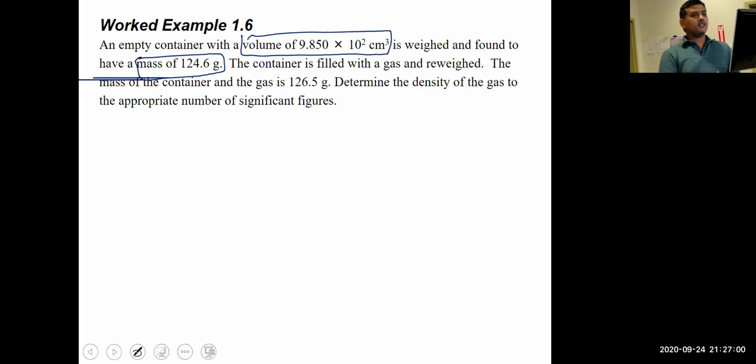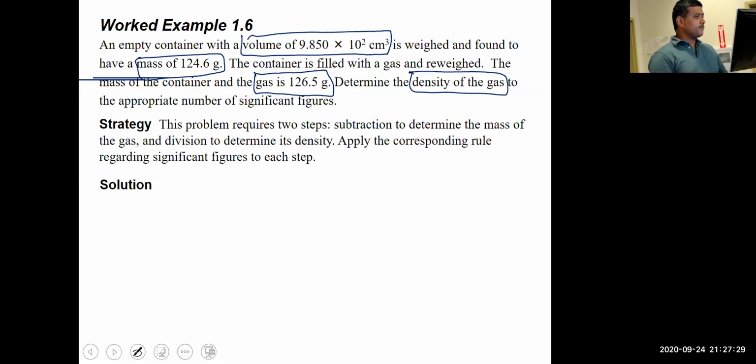The container is filled with a gas and reweighed. The mass of the container with the gas, after filling, is 126.5 grams. So it is asking you to determine the density of the gas to the appropriate number of significant figures. Even if the question doesn't say appropriate number of significant figures, you should always present your number in the correct number of significant figures. Now let's work on this problem.